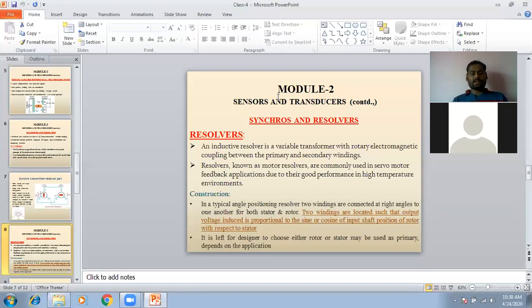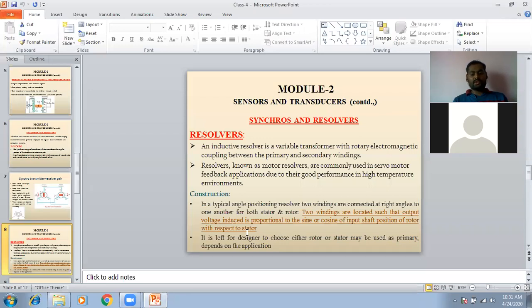So the next part of the discussion is resolvers. Resolvers and synchros have the same construction, and resolvers are also used for the measurement of angular displacements only. Here also there are two windings, but these windings are connected at right angles to one another. Both stator and rotor windings are at right angles to one another, and these two windings are located such that the output voltage induced is proportional to the sine or cosine of the input shaft position of the rotor with respect to the stator.